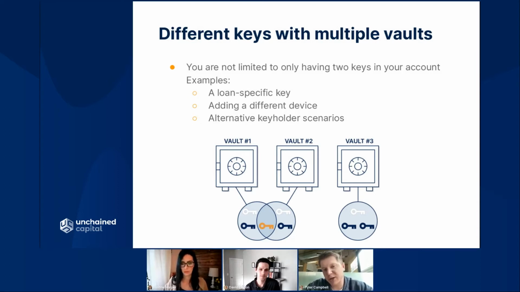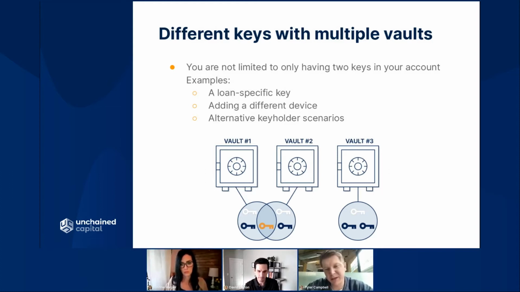A really cool thing noted here in this graphic is you can have 3 keys in your account, and one of those 3 keys is being used in 2 different vaults. That could certainly be the case, as is the case here with that overlapping Venn diagram. You see that yellow key? Well, that key is being used in vault number 1 and vault number 2. So if we think about the derivation paths for that key, probably for vault number 1, it's going to end in a 0. For vault number 2, it's going to end in a 1. And that's being shared between both vaults. That's certainly something you can do. So you're not limited to only having 2 keys in your account.